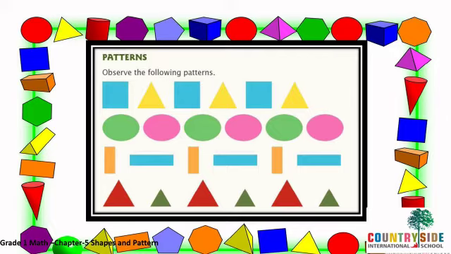Kids, observe these patterns carefully. So look here, first is the blue square, then triangle, then square, triangle, triangle. Then next is green circle, then green, purple. After that, there is one standing line, sleeping line, then standing line, sleeping line, standing line, sleeping line. These are all patterns.